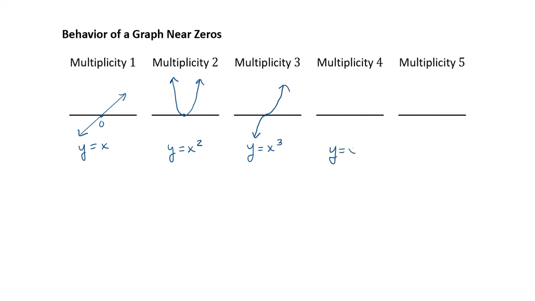If I have y equals x to the fourth, here's your 0, and there we are. Y equals x to the fifth, coming down from one side and flipping through. So it looks like if we have an odd multiplicity for a 0, it's going to go through the 0. If it's an even multiplicity, like these, it will touch that 0, but then bounce off on the same side of the x-axis that it came from.